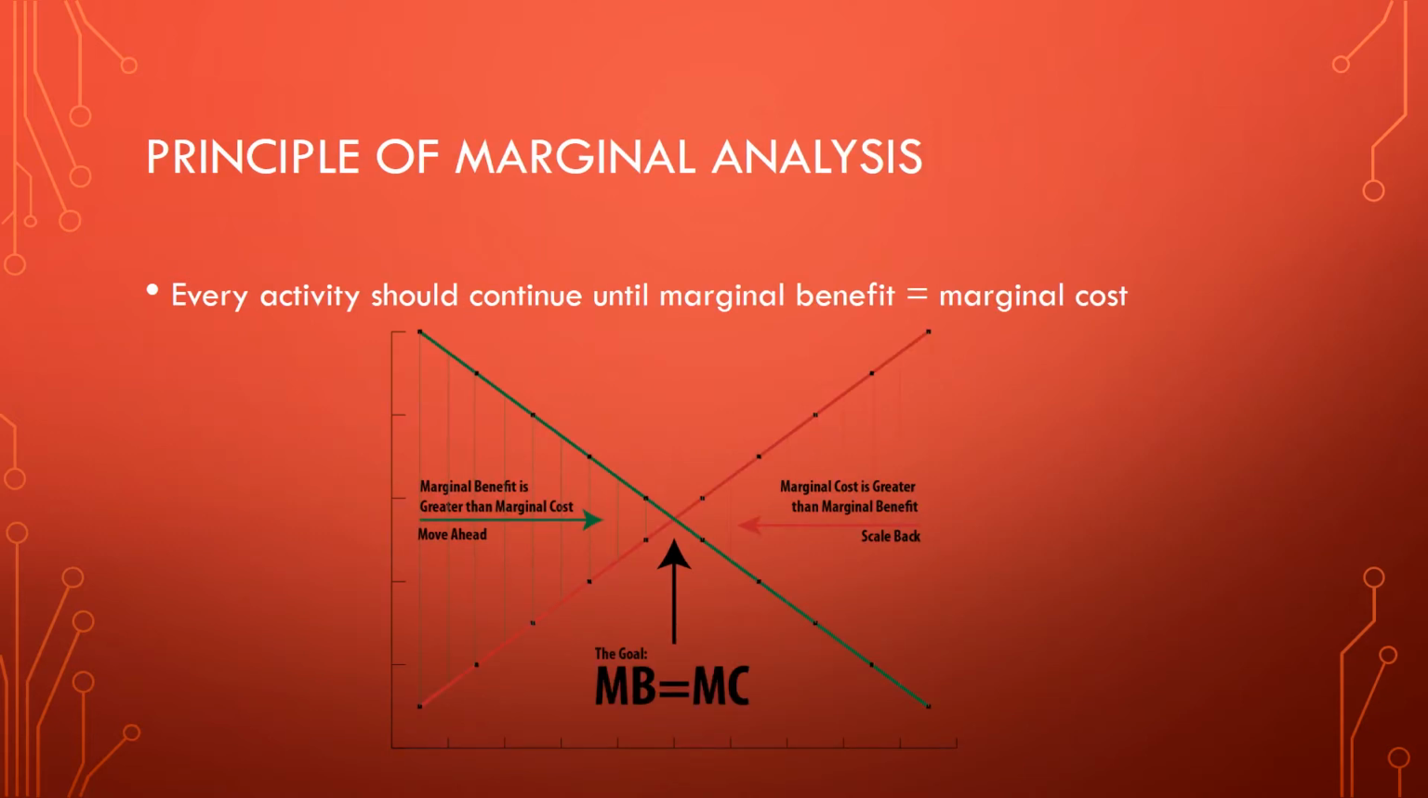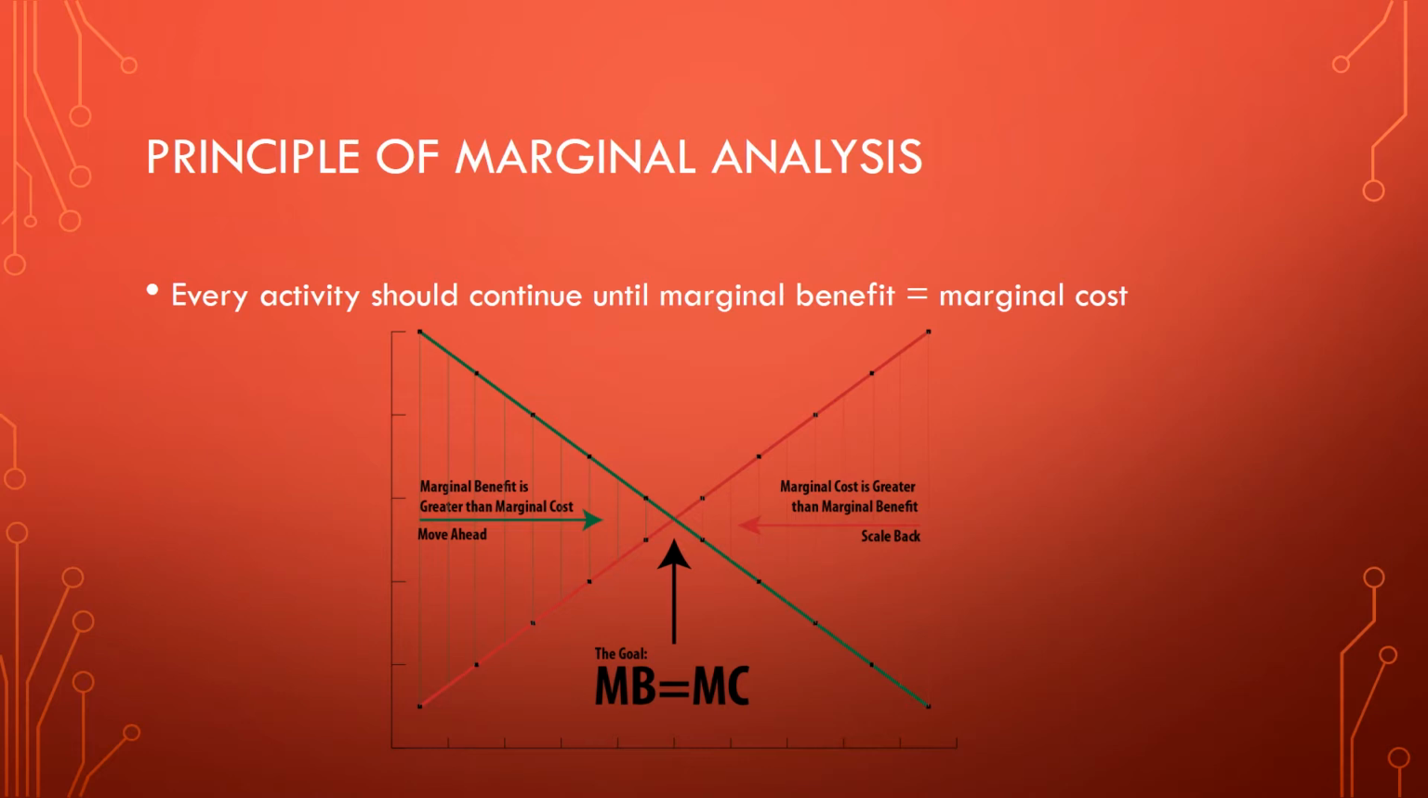All right, so the principle of marginal analysis. Remember, when we talk about marginal thinking or marginal analysis, we're talking about the value of doing one additional unit of something. So eating one more cookie, one more chicken wing, or hiring one more worker. The principle is that every activity should continue until the marginal benefit equals the marginal cost. So if eating one more chicken wing would have a larger marginal benefit than a marginal cost, then you should eat that chicken wing. You stop eating chicken wings when that marginal benefit is equal to the marginal cost.